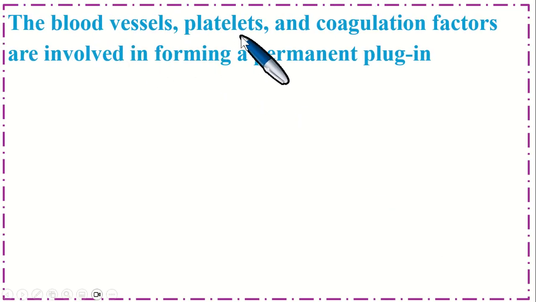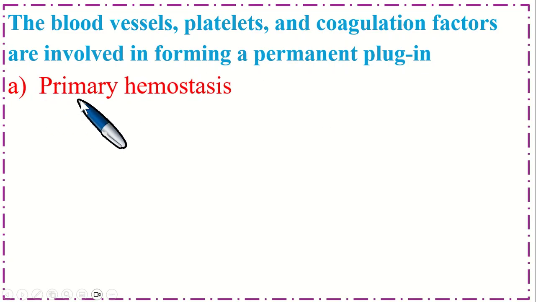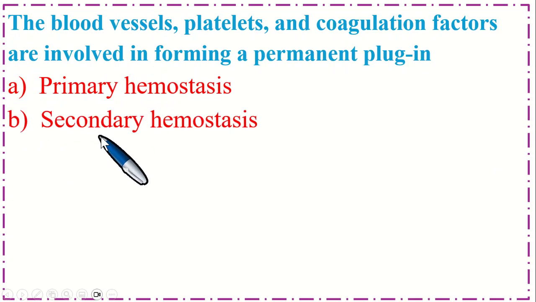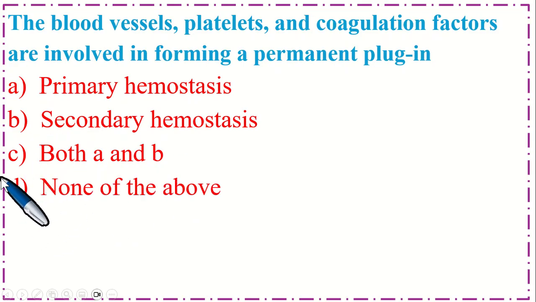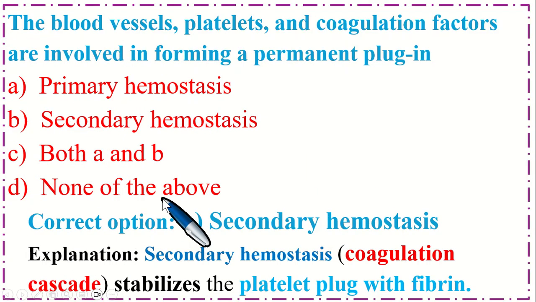The blood vessel, platelets and coagulation factors are involved in forming a permanent plug. Option A, primary hemostasis; B, secondary hemostasis; C, both A and B; and option D, none of the above. So the correct option is B, secondary hemostasis. In secondary hemostasis, the coagulation cascade stabilizes the platelet plug with fibrin.